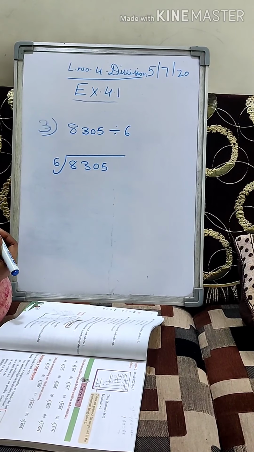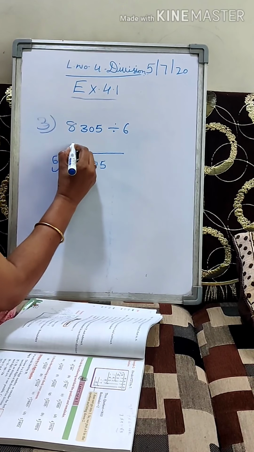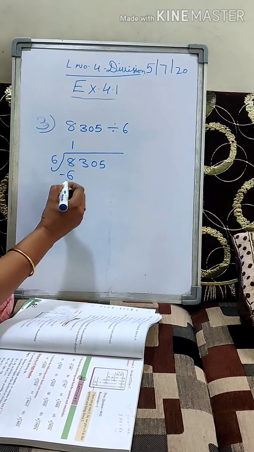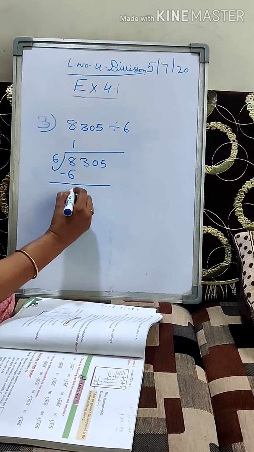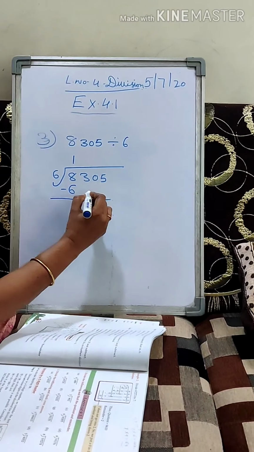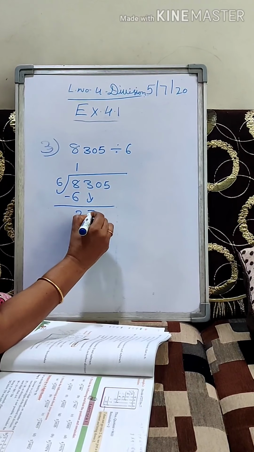We should say the sixth table. How many 6 are there in 8? 6 1's are 6. Subtract it. 8 minus 6, you get 2. 2 is smaller than our divisor. So bring the next digit down, that is 3.